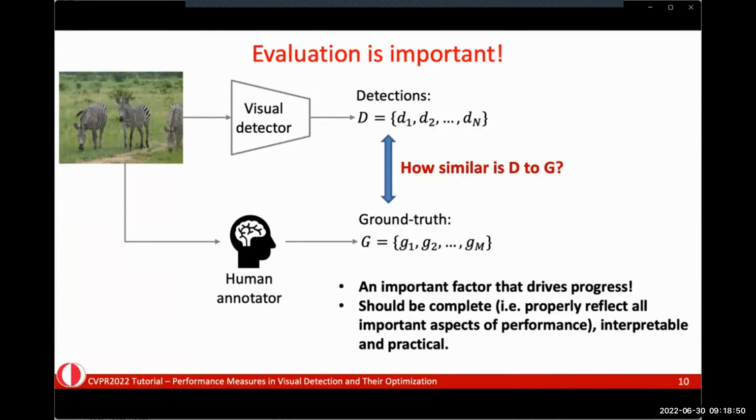And finally, it should be practical. Any issue that arises during practical use of a performance measure diminishes its practicality. For example, any discrepancy between the well-defined theoretical description of the evaluation measure and its actual application in practice, or any shortcoming that limits the applicability of the measure to certain cases. Now it is time to go over performance measures one by one.